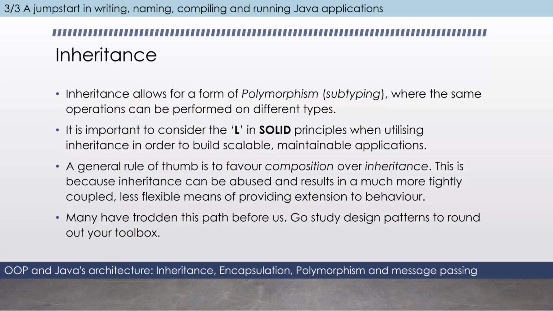Now you may have heard of the mantra, favor composition over inheritance. And this is because, even though I've just talked about inheritance, it can be very, very easily abused to create enormous sprawling trees. It does result in much more tightly coupled and less flexible means of providing this extension to behavior than composition does. When we come on to the next slide, we'll find a little bit more about interfaces.